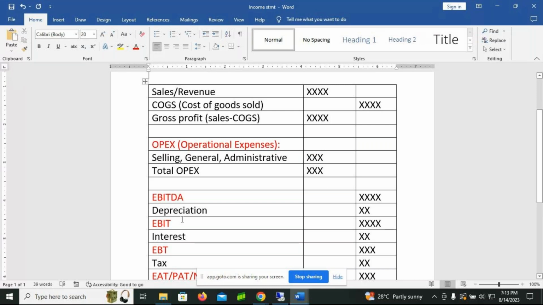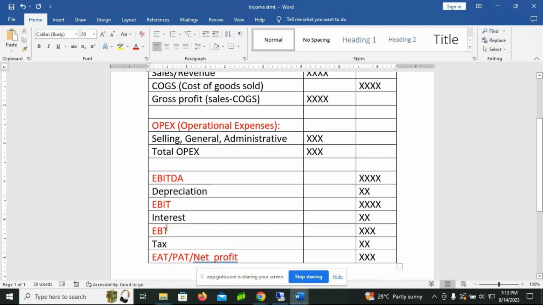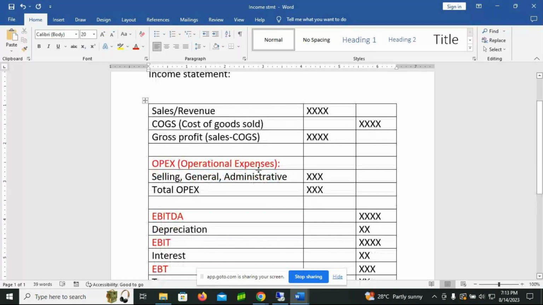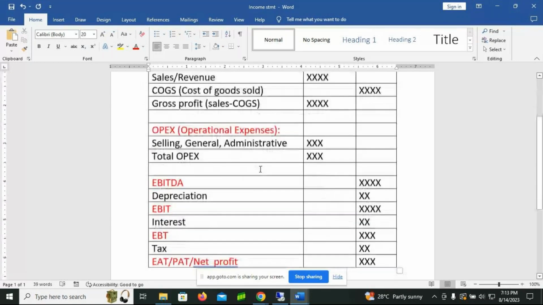So on that I'm going to calculate the depreciation of any fixed assets. Then after that I'm going to get EBIT, that is earnings before interest and tax. Then on that value I'm going to subtract the interest, then I'll get the earnings before tax, then I'll reduce the tax, then I'm going to get the net profit, or earnings after tax, or profit after tax. Okay, so this is how the calculation is done. So this is the format of an income statement.